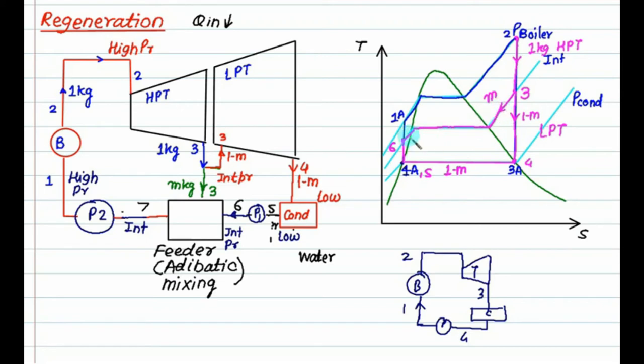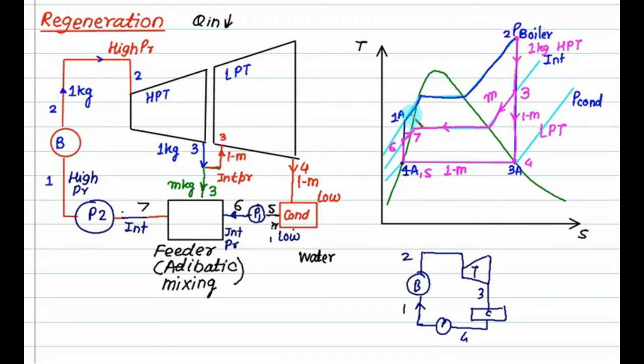M. And this mass is equal to what? 1 minus m, which has the enthalpy at 6. So 6 is the water enthalpy and 3 is the steam enthalpy. Because of this, will the temperature of the water increase? And now this point 7 enters the boiler.